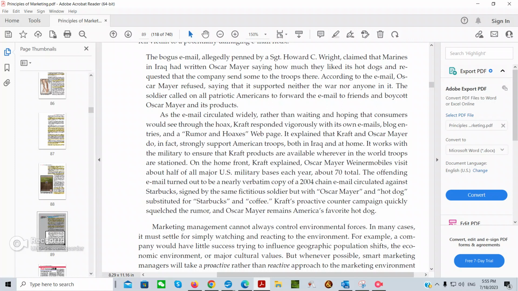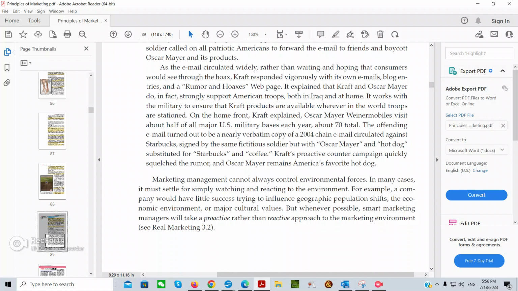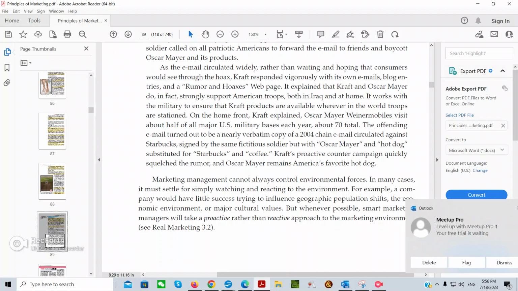On the home front, Kraft explained, Oscar Mayer Wienermobiles visit about half of all the U.S. military bases each year, about 70 total. The offending email turned out to be nearly a verbatim copy of the 2004 chain email circulated against Starbucks, signed by the same fictitious soldier, but with Oscar Mayer and hot dogs substituted for Starbucks and coffee. Kraft's proactive counter campaign quickly squelched the rumor, and Oscar Mayer remains America's favorite hot dog.